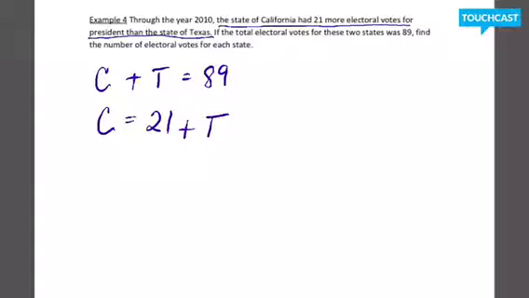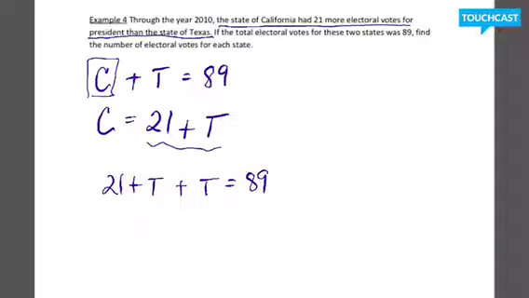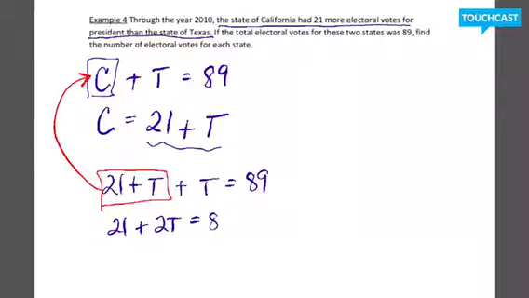So now I can take this 21 plus T, and wherever I find C, I can put that information in there. So I've got 21 plus T equals 89. Now notice which part I substituted. This was my original equation, and I took the 21 plus T in for the C. So now I can continue my problem, and I can add things together. 21 plus 2T equals 89. Subtract 21 from each side, since we already have the T's on one side. We have 2T equals 68.